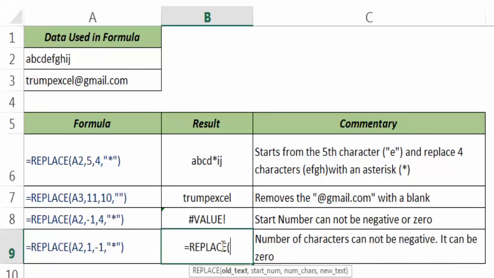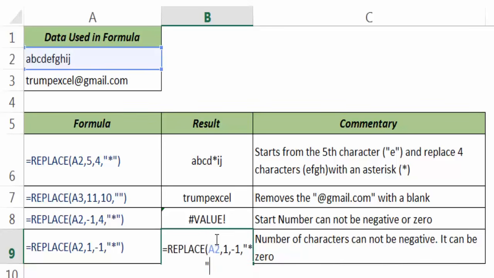Similarly, if I again use A2 as the old text, start number as 1, and if I give the number of characters as -1 and the new text as asterisk, this would again give me a value error because Excel would need this value, the number of characters, to either be 0 or a positive number. Excel does not know how to replace a negative number of characters, so it gives a value error.